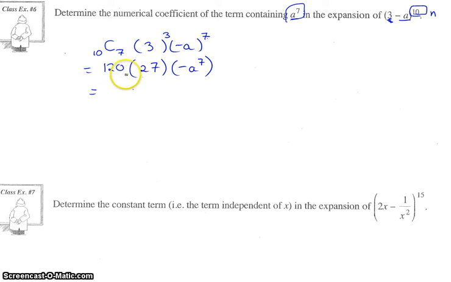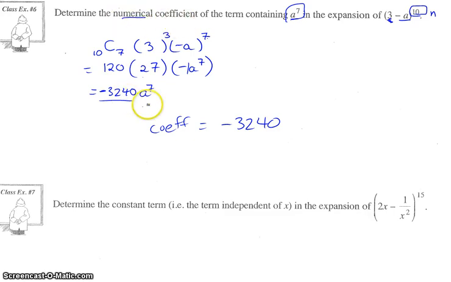Final step, multiply 120 times 27 times negative 1 all together, and that would be our coefficient in front of a to the 7. So grab your calculator and let's do that. And we would get negative 3,240, and that would be our numerical or number coefficient in front of a to the 7. All right, good job.